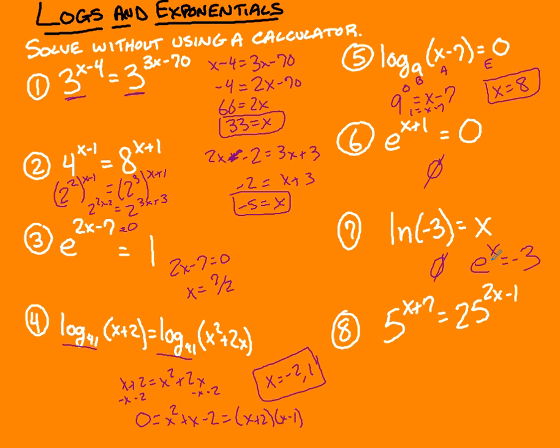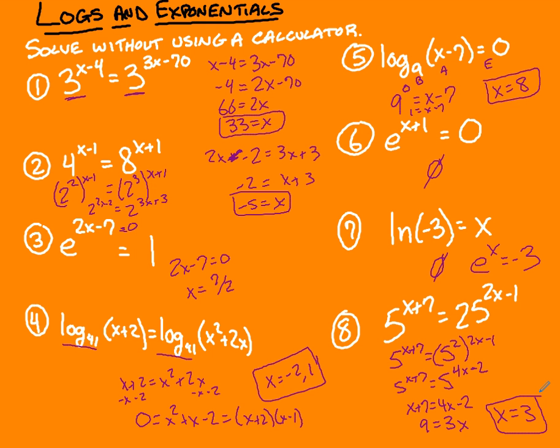It never can. And number 8, very similar to number 2. There should be a number that I can raise to a power and get 5, and raise to a different power and get 25. Well, that number is just 5. So this is still 5 to the x plus 7. This would be 5 squared to the 2x minus 1. So this is still 5 to the x plus 7. This now becomes, I multiply the exponents, so it would be 4x minus 2. Now I can set the exponents equal to each other. x plus 7 equals 4x minus 2. Add 2 to both sides and subtract x from both sides, which will give me 9 equals 3x, which means x equals 3 as my answer.